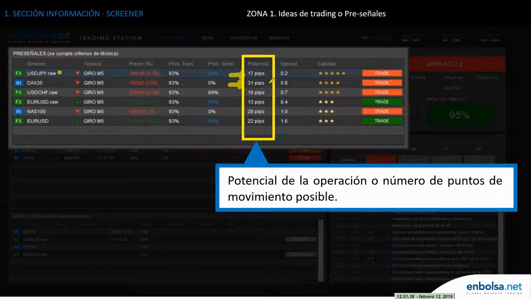31 in the case of DAX, and in addition, in the dollar franc, we see 16 and 13 for the euro dollar. Being aware of the instrument movement potential allows us to increase or reduce our possibilities of profit in the market, so that a high potential will indicate that we can obtain a high profit in our trade.